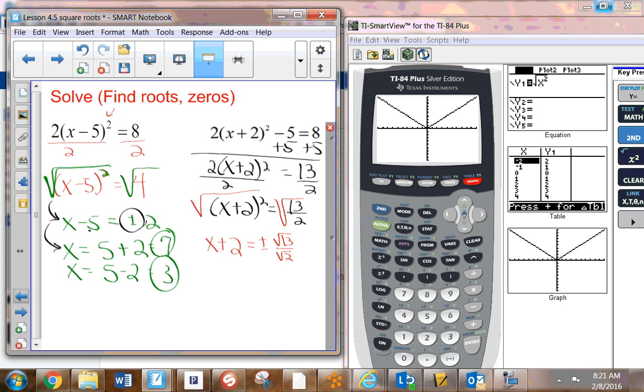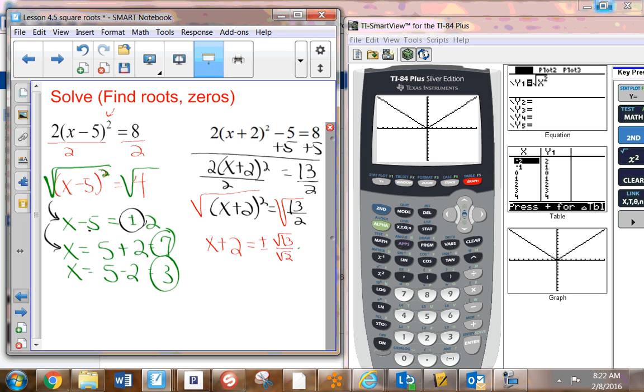Oh man, she doesn't like that radical 2. Oh man, who says that on Dora? Swiper, that's right. Oh man.